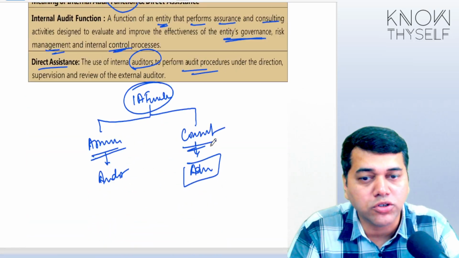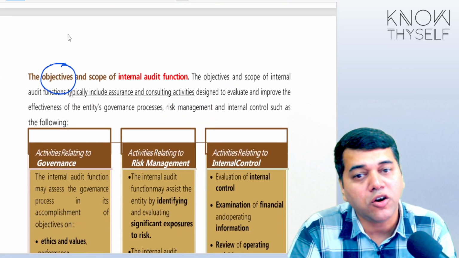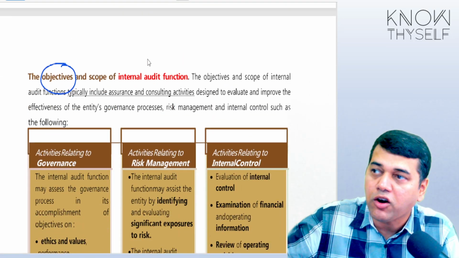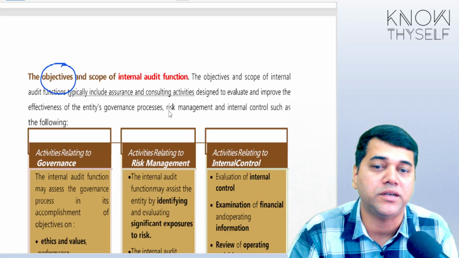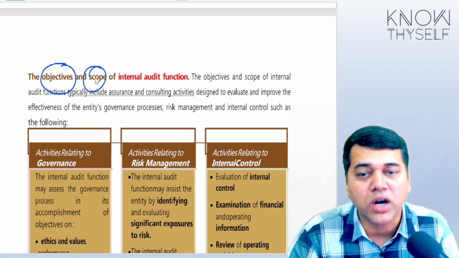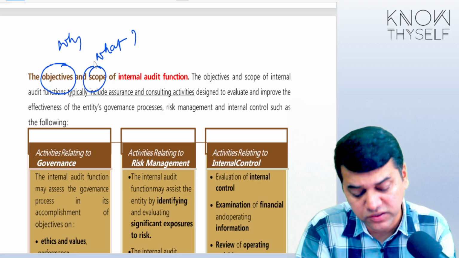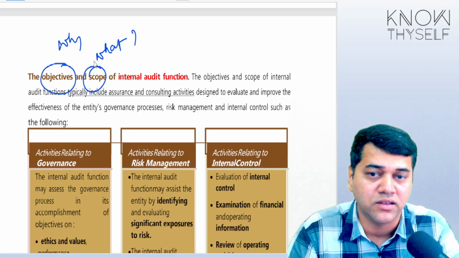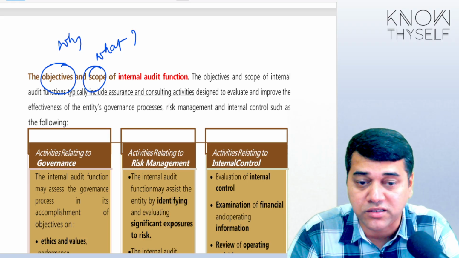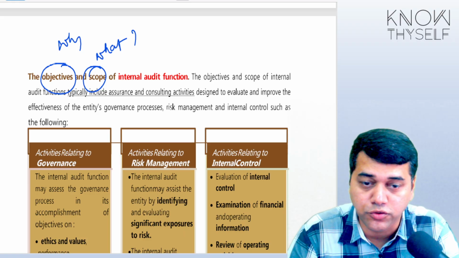Now, another question here, what is the objective? Like first of all, why will an organization have an internal audit department? What are they going to do? Why do they want to have it? What is that function? What is the very purpose of their existence? That's called the objective of the function. I hope you will not get confused here. You have to take care of this.